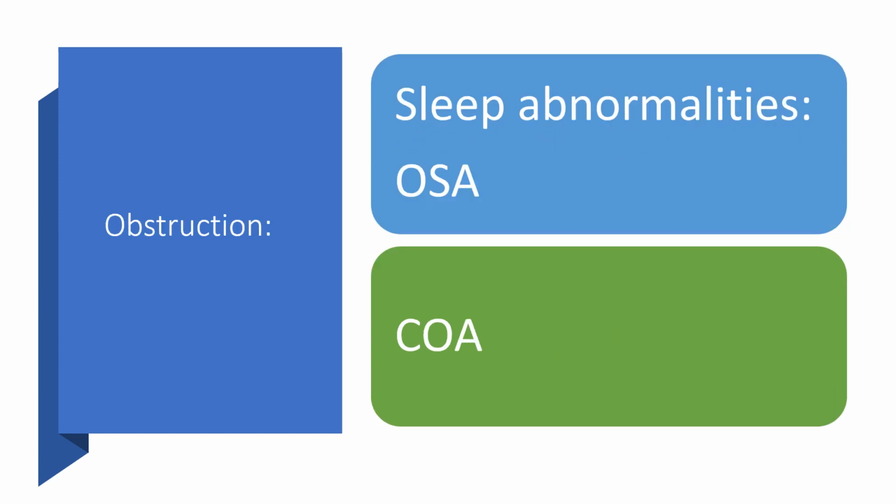It might not be any endocrine gland or kidney. It might be as a result of obstruction. Obstruction where? Okay, it might be sleep abnormality with obstructive sleep apnea. Can be as a result of coarctation of aorta.